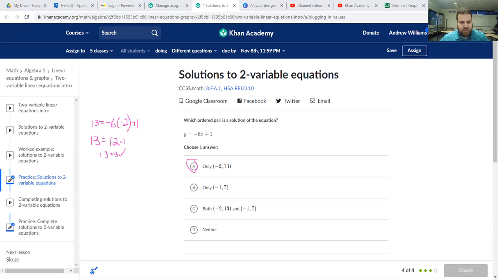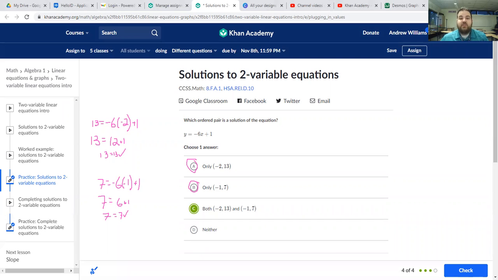Now let's test out the other one, -1 and 7. So 7 goes in for y. -6 times -1 plus 1. Start simplifying this down. 7 gets brought down. -6 times -1 is +6, plus 1. And that's 7 equals 6 plus 1, which is 7. So they both work. It turns out that A and B are both true, which means that C is going to be the correct answer here. The correct answer is C. Both of those points are solutions.